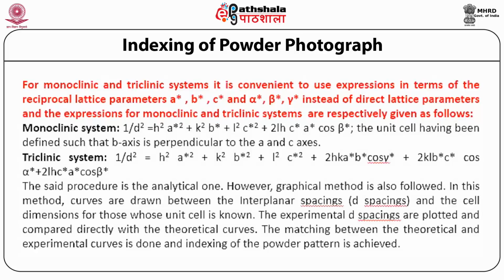In this method, curves are drawn between the interplanar spacings, that is the d spacings, and the cell dimensions for those whose unit cell is known. The experimental d spacings are plotted and compared directly with the theoretical curves. The matching between the theoretical and experimental curves is done, and indexing of the powder pattern is achieved.